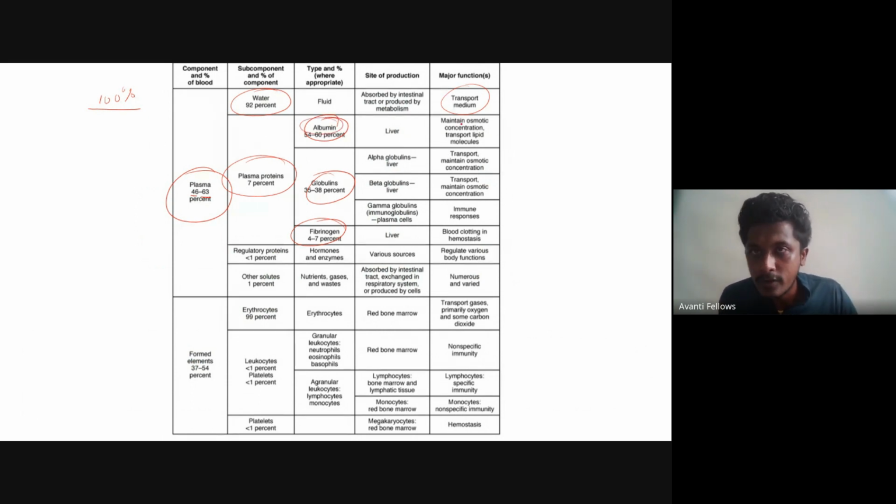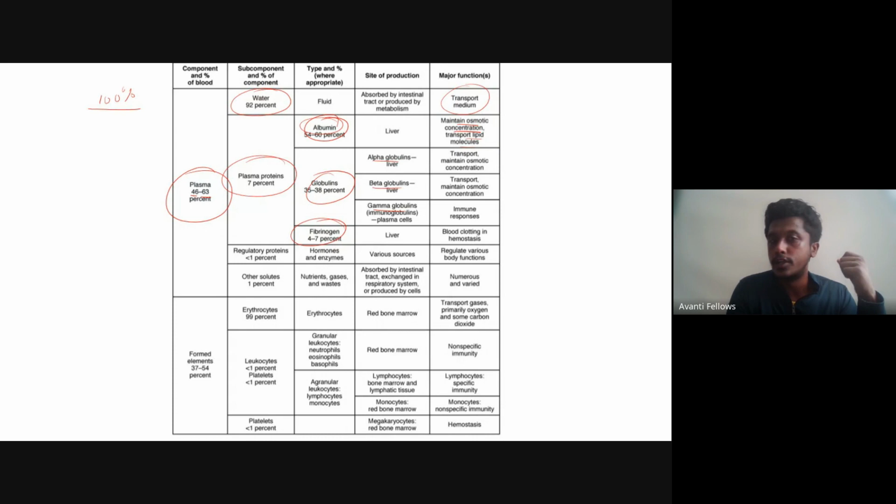They are very important for maintaining osmotic concentration and transportation of lipid molecules. Got it? Similarly, globulins come. In globulins, again, we have three different types: alpha globulins, beta globulins, and then we have gamma globulins. Globulins are very important proteins when it comes to understanding the components of blood.